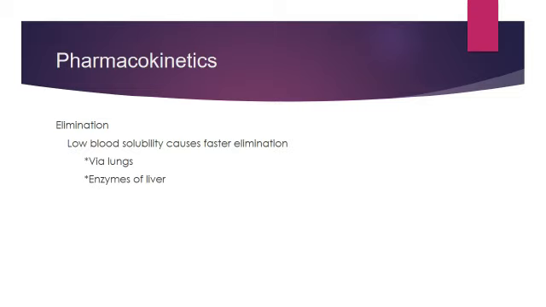Otherwise, all the factors are the same for the recovery of the patient. And the gas is eliminated mostly through the lungs. But some of the anesthetic agents are also metabolized in the liver. And the most common agent that is metabolized through the liver is halothane.